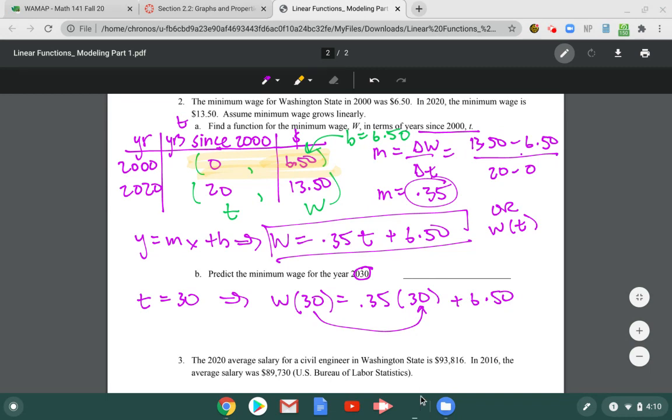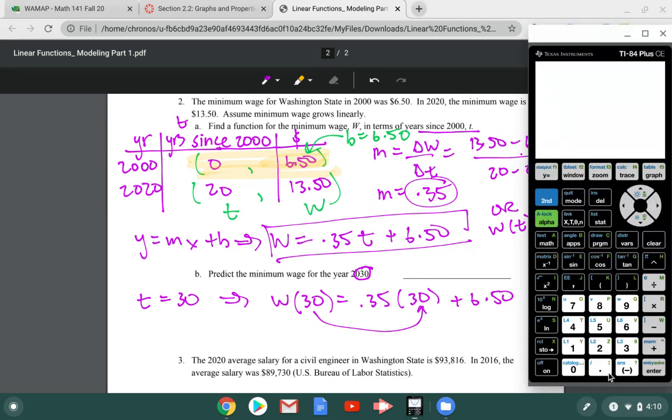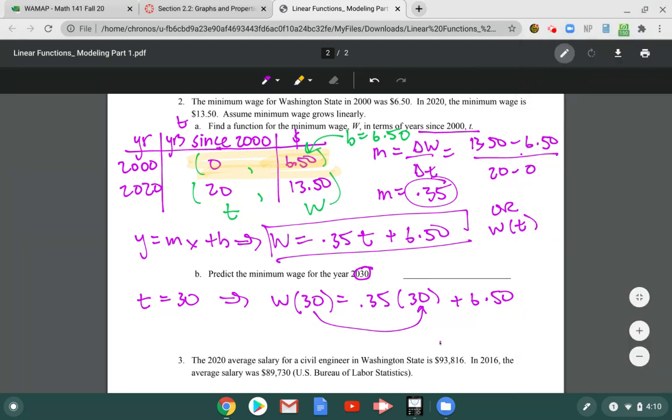Okay, I'm going to grab my calculator. So 0.35 times 30 plus 6.50. So $17. So by the year 2030, we should be up to a minimum wage of $17.